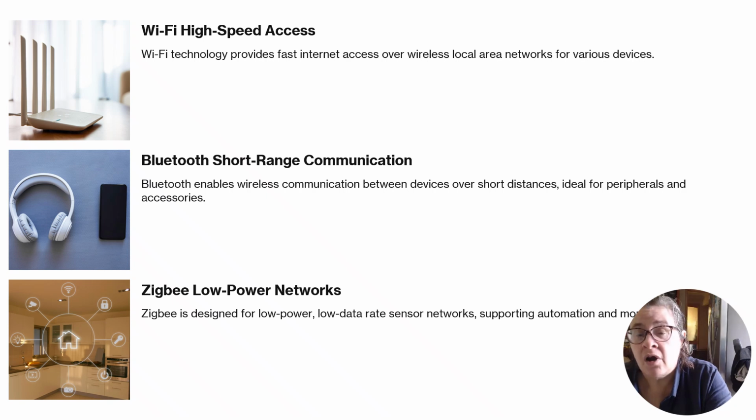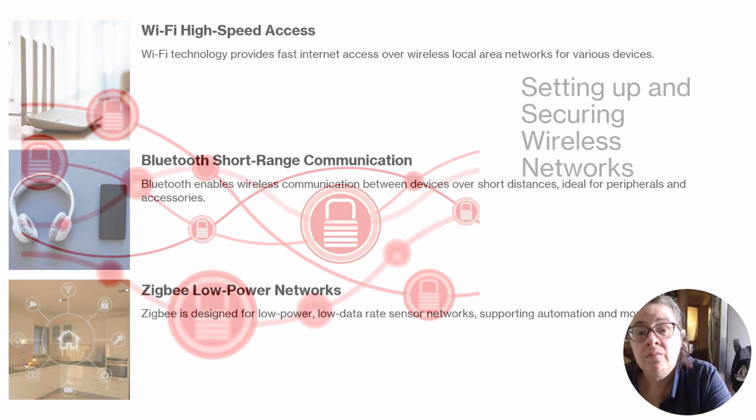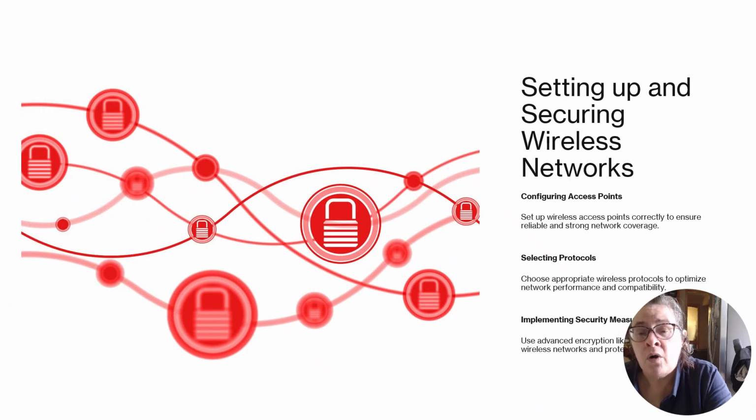Wi-Fi supports high-speed internet access. Bluetooth enables short-range device communication, and Zigbee is optimized for low-power sensor networks, okay? Proper wireless setup involves configuring access points, selecting suitable protocols, and implementing security measures like WPA3 encryption to protect network data. And yes, please have WPA3 encryption. That is really important because the others are outdated.